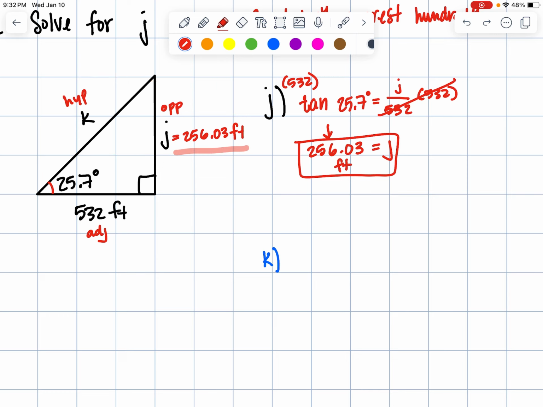Even worse, what happens if we actually got j wrong? Then we would be writing the ratio for sine, opposite over hypotenuse, incorrectly to solve for k. So what I personally recommend is using the values that are given at all times, especially since this is a whole number. So I recommend that we use hypotenuse and adjacent to solve for this. Cosine of 25.7 is equal to the adjacent side, 532, over the hypotenuse k.